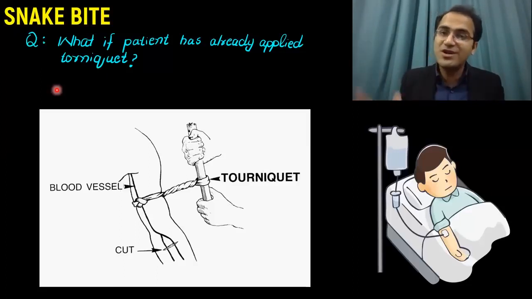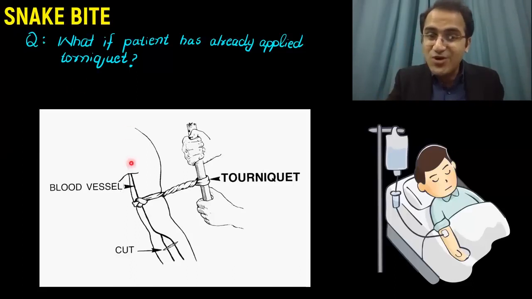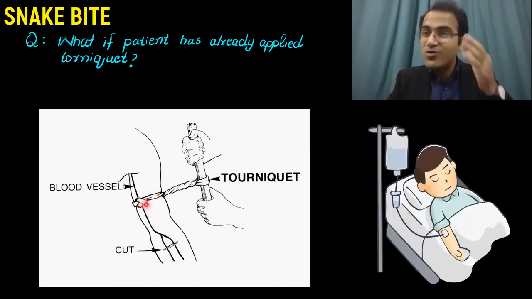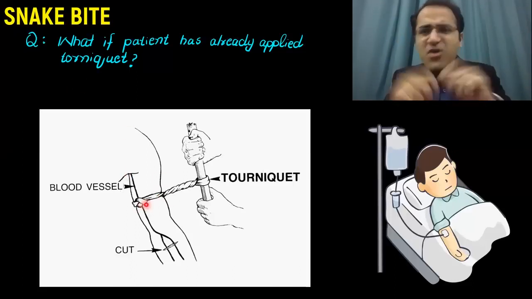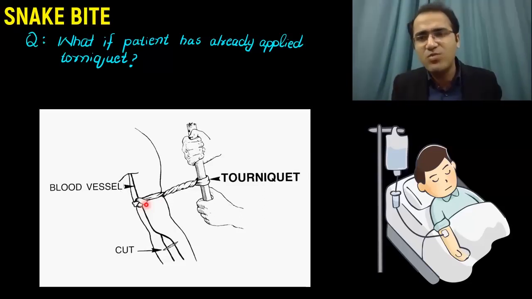They have placed the tourniquet and now you have to manage that case. Now, if the patient has a tourniquet placed or tightened around the limb, you cannot directly open the tourniquet because it will cause a gush of the poison into the whole body.